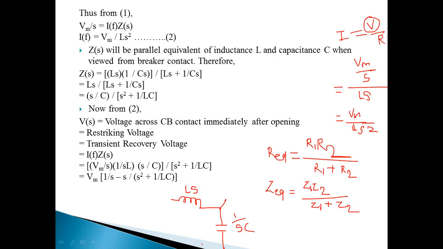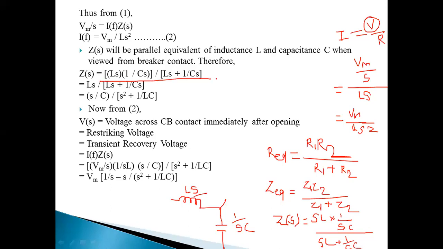So we have to find this Z equivalent, the total Z, or you can say Z of S is equal to Z1 into Z2 divided by Z1 plus Z2. So what is Z1 and Z2? It is SL, and 1 divided by SC. And the denominator is SL plus 1 divided by SC. So you can check this equation.